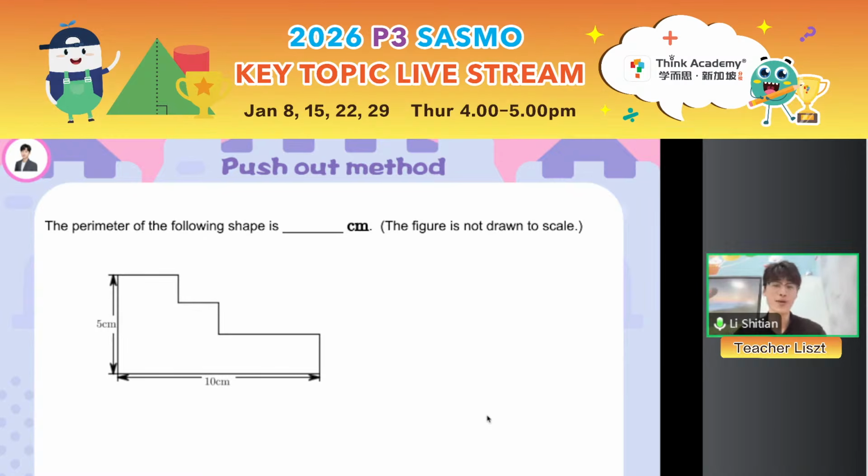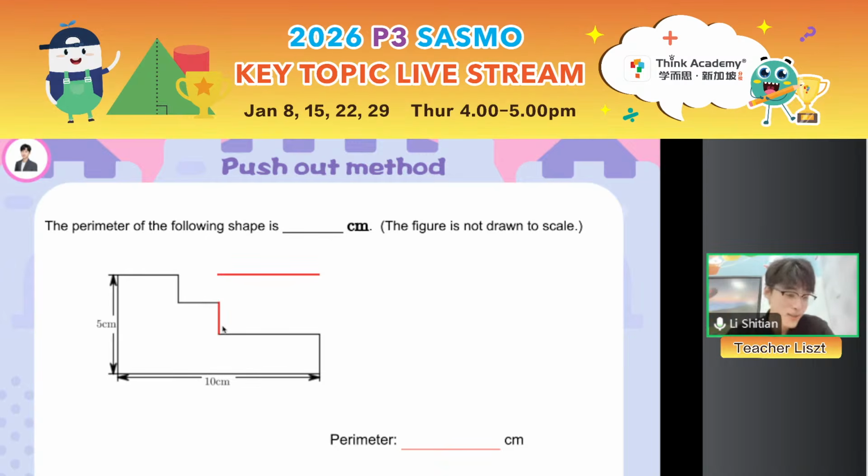What about this one? How can I use the push-out method here? How can I use it? Actually, same, right? I want to move all the short side lines here to make it into a regular shape. Then we can solve it, right? So let's move. For this line, I need to move it to where? To the left, to the right, to the bottom, to the top, right?